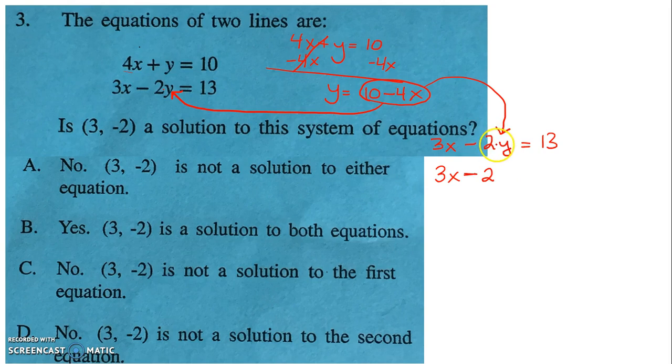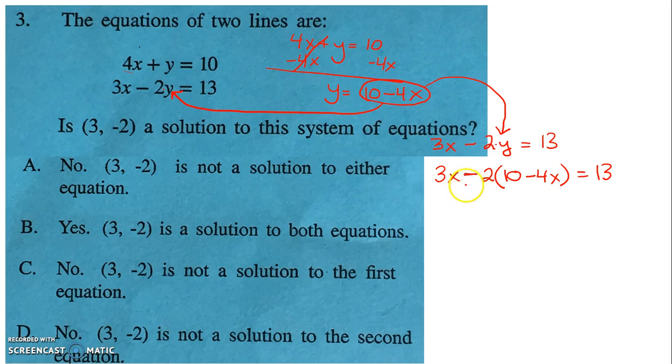I know the operation between the 2 and y is multiplication, so I have to multiply 2 by this entire expression, actually a negative 2. But to show that I'm going to multiply by that entire expression, I put the 10 minus 4x in parentheses, I keep my equal sign, I keep my 13. So what I did, in place of the y, I shoved 10 minus 4x.